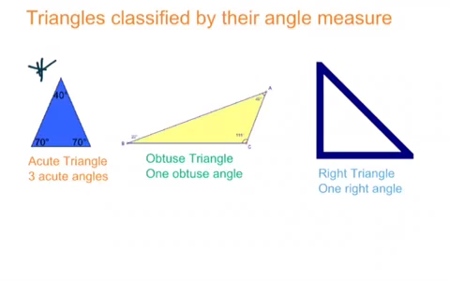This one is going to be an acute triangle, so it has 3 acute angles. Okay? An obtuse triangle has one obtuse angle, or one angle that's over 90 degrees, and the other 2 are acute. And this one right here is a right triangle. It has one right angle, and the rest are acute.